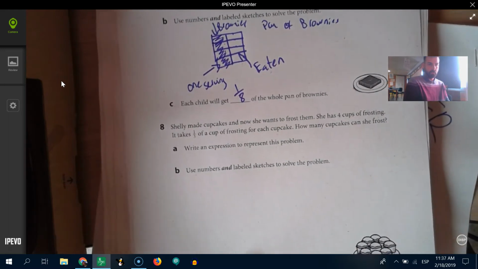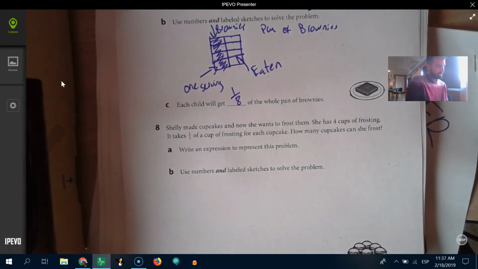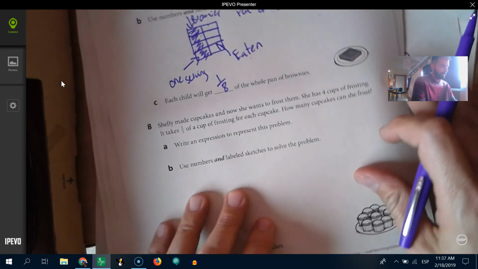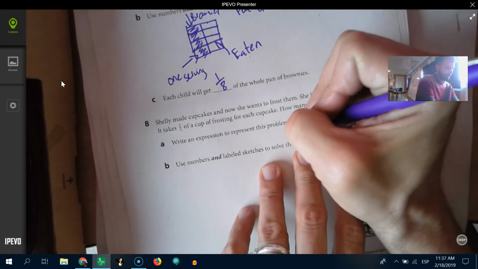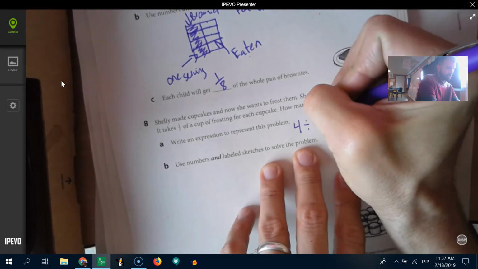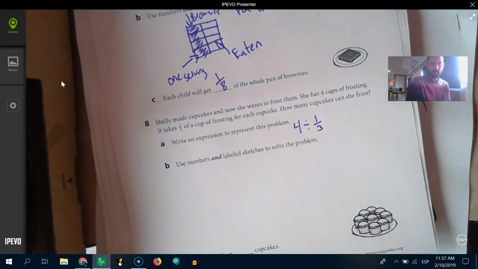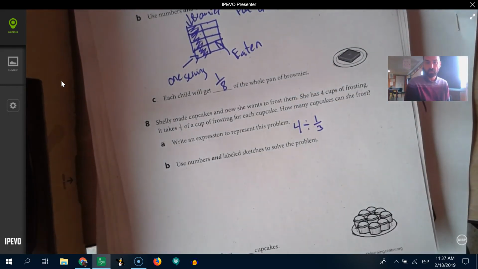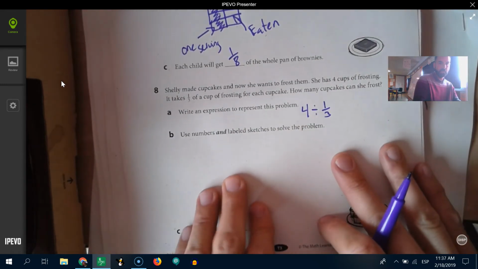Okay, and Shelley made cupcakes and now she wants to frost them. She has 4 cups of frosting. It takes 1/3 of a cup of frosting for each cupcake. How many cupcakes can she frost? Write an expression to represent. So she has 4 cups. And she's wanting to see if she divided those 4 cups into thirds, how many total can she have? Use numbers and labeled sketches.